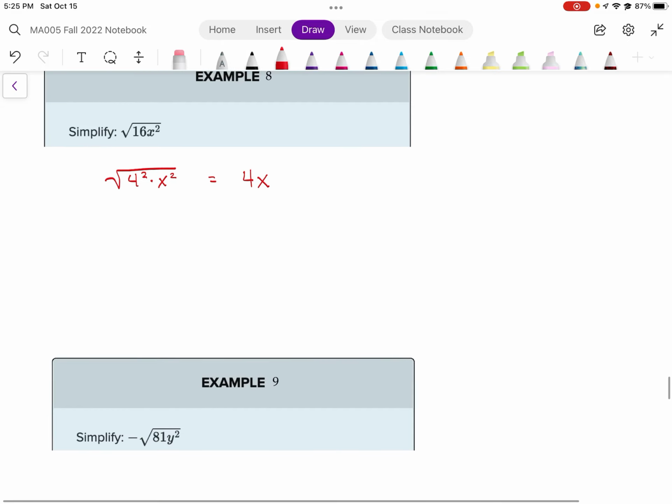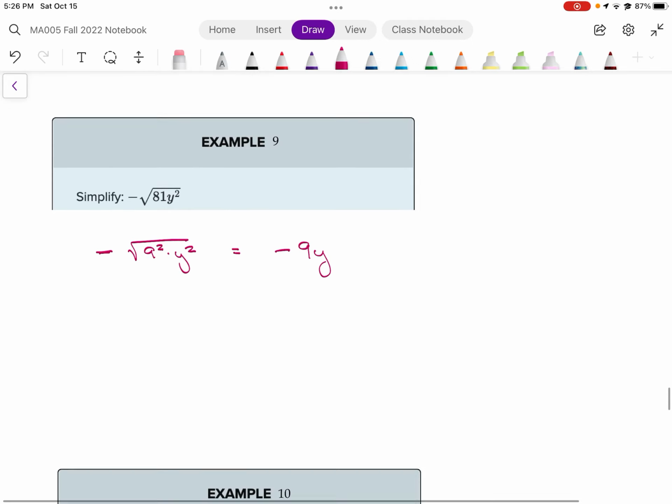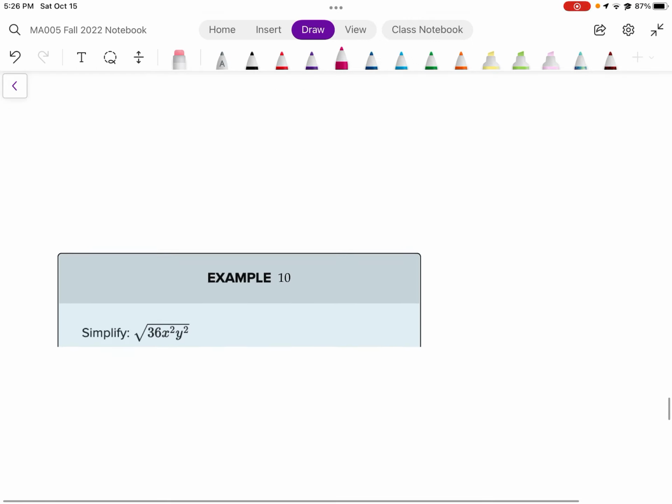All right, so next one, simplify the negative square root of 81y squared. The negative stays on the outside and you can just ignore it. The square root of 81 y squared is like the square root of 9 squared times y squared. So the negative stays on the outside. The square root of 9 squared is 9. The square root of y squared is y. So negative 9y. All right, why don't you give this one a try?